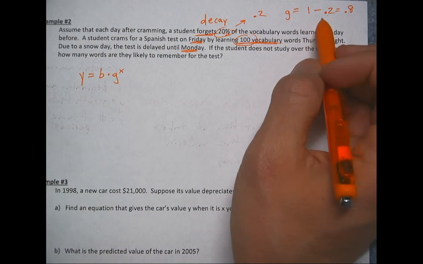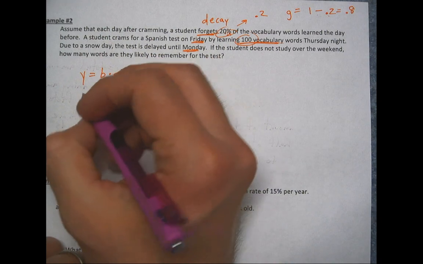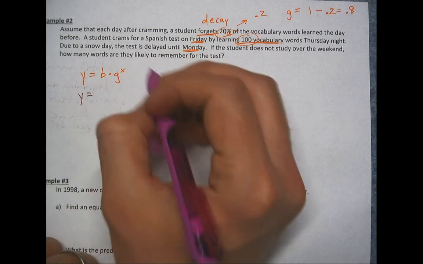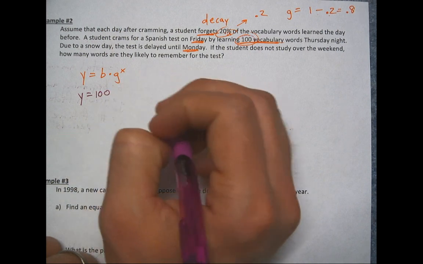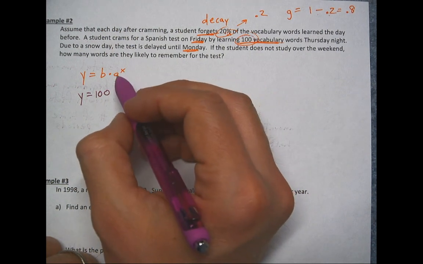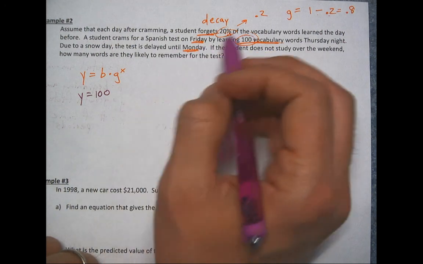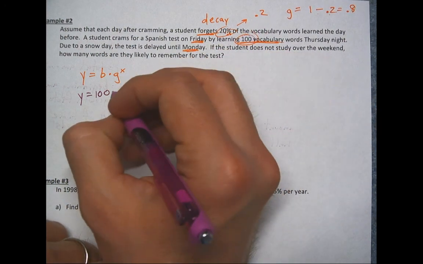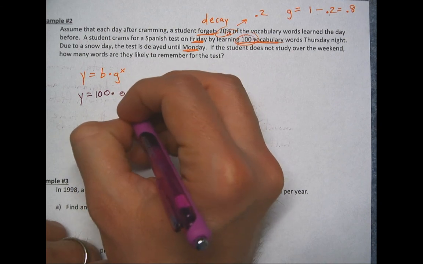Okay, so the decay, what it's going to go down to is 80% of what it was each and every day. So when we plug in here, b is what you started with, your beginning. So you started with 100 vocabulary words that you knew. And then your growth factor here, what it's going to go down to is 80% of what it used to be every single day. So you're multiplying this by 80%, so 0.80.